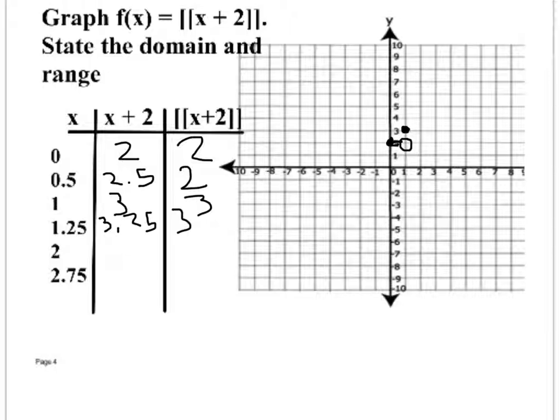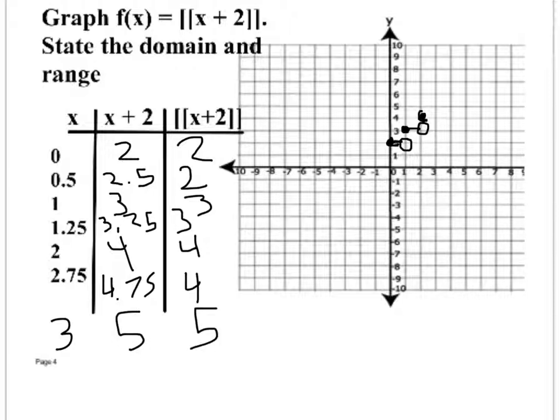Okay, what about 2? What's 2 plus 2? 4. What's the greatest integer of 4? Okay, so at 2, 4, it's included. It's a closed circle. So up to the 2 is an open circle. What about 2.75 plus 2? 4.75. What's the greatest integer of 4.75? 4. What if I put 3 in there? That'd be 5. What's the greatest integer of 5? 5. Okay, so if you see a pattern here, this is a step function.